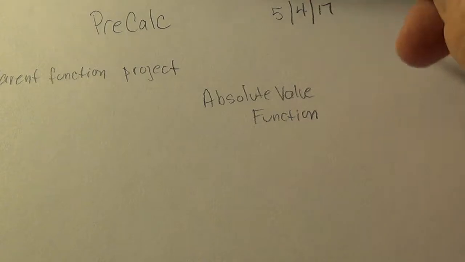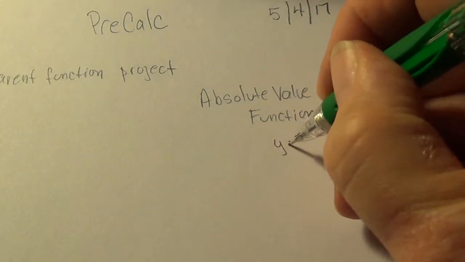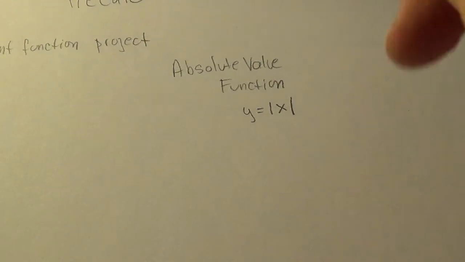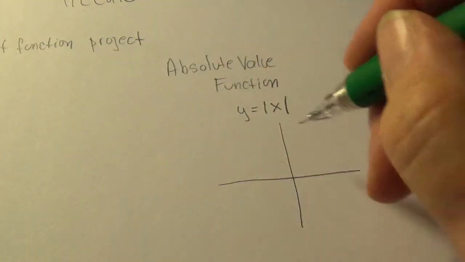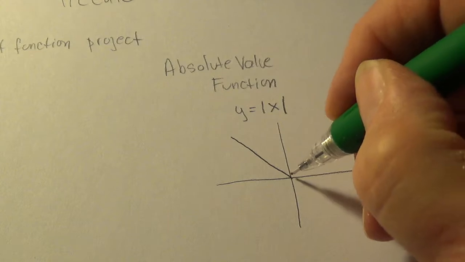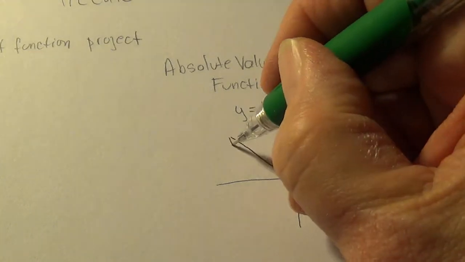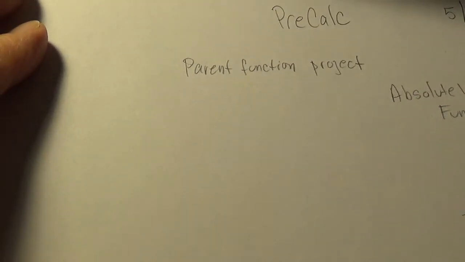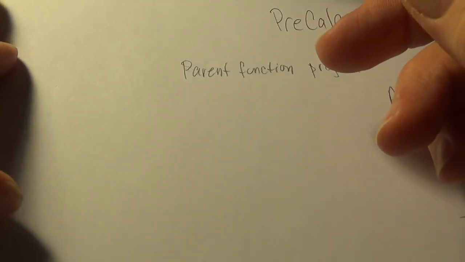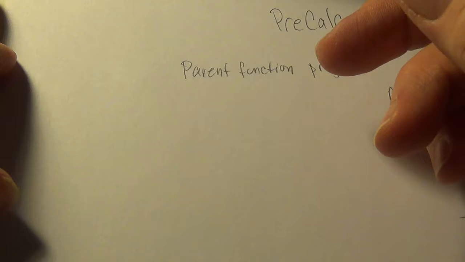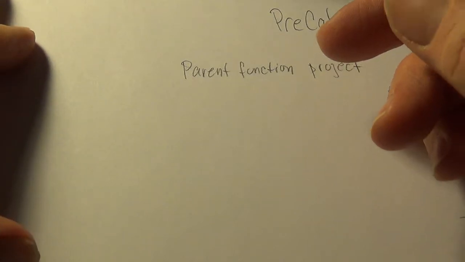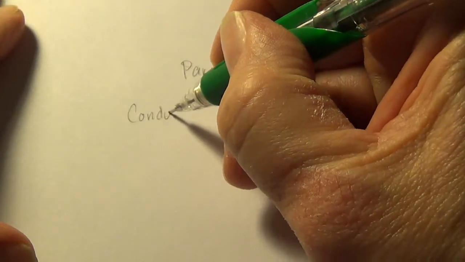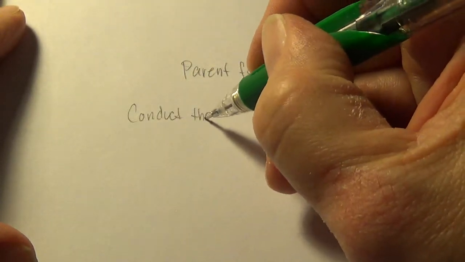First name it with words, then name it with mathematical symbols, and then sketch it. Now I'm going to ask you to find several aspects: 1, 2, 3, 4, 5, 6, 7, 8, 9, 10, about 11 different things. And the first thing you will do is to conduct the vertical line test.